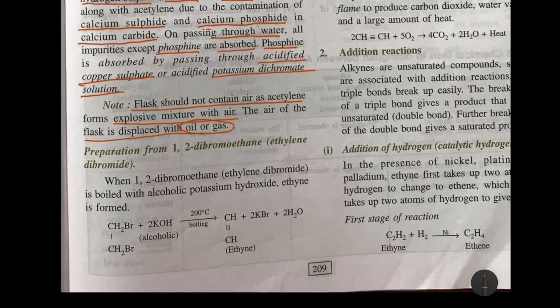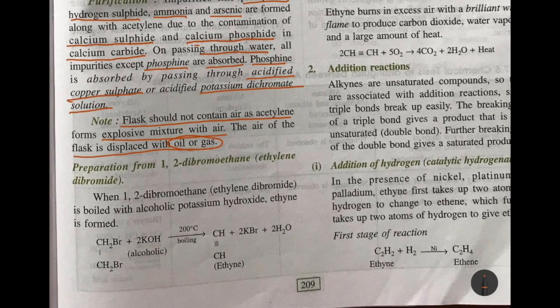Now, another way of preparation of acetylene is from 1,2-dibromoethane or ethylene dibromide. So you see here, when 1,2-dibromoethane, also known as ethylene dibromide, is boiled with alcoholic potassium hydroxide, ethyne is formed. And remember, the temperature is 200 degrees Celsius and it must be boiling. Ethyne is produced together with potassium bromide and water. You will get 2 molecules of potassium bromide and 2 molecules of water.